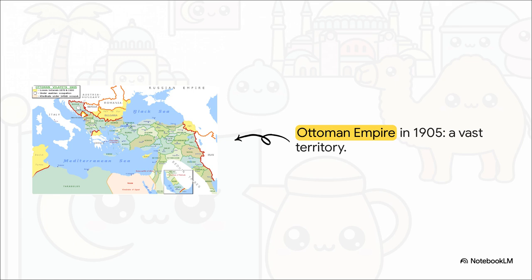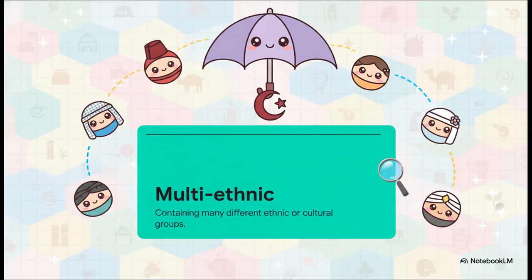But here's the catch. Maintaining ironclad control over millions of square miles inevitably meant ruling over an immense, deeply entrenched variety of people. The empire was defined as multi-ethnic. It contained many different ethnic or cultural groups. This wasn't a monolith. The Middle East wasn't some single, united region where everyone shared the exact same historical background or identity. It was a complex mosaic.